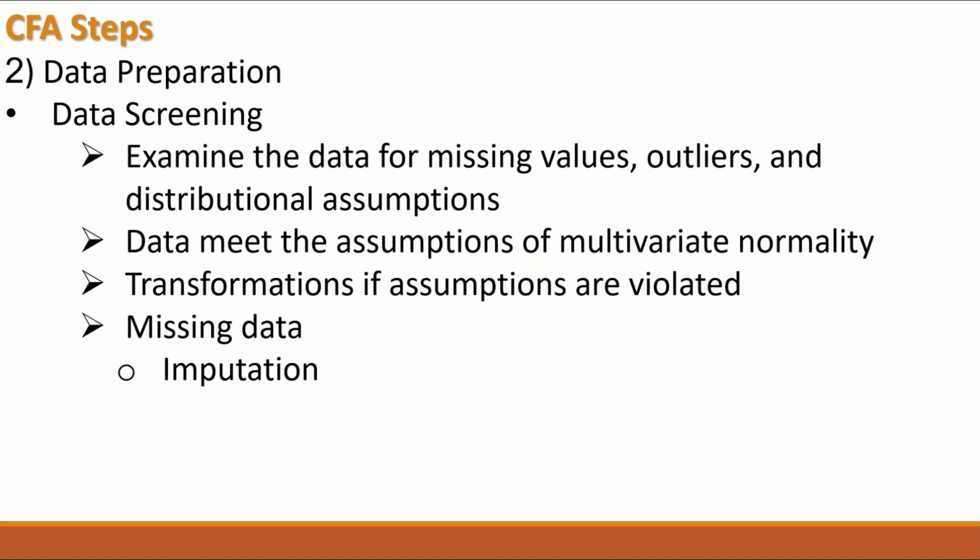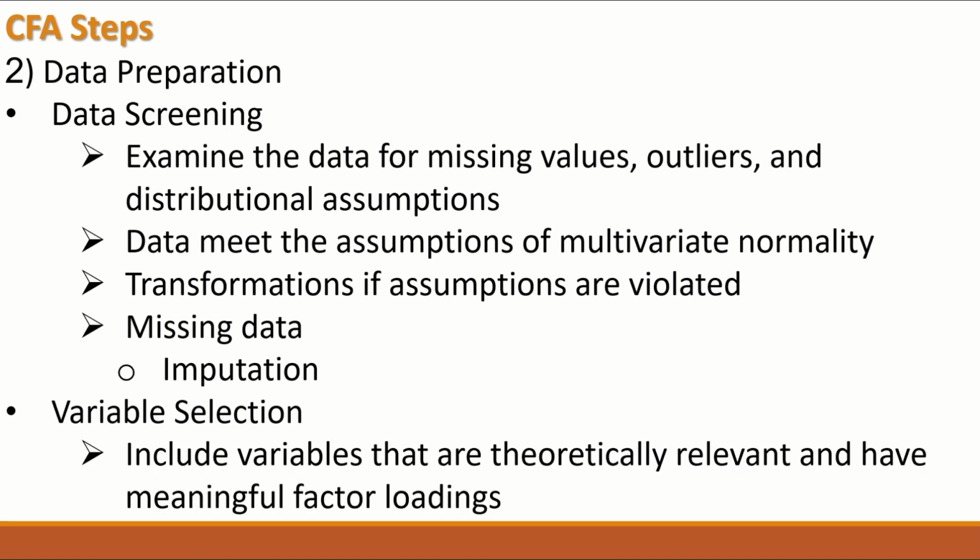There should also be no missing data when screening the data to perform CFA. And a way to deal with missing data is through imputation. For missing data, add the median or the mean according to the data type. Variable selection includes the variables that are theoretically relevant and have a meaningful factor loading. So just include only items that measure or load to a specific factor as determined by the exploratory factor analysis.